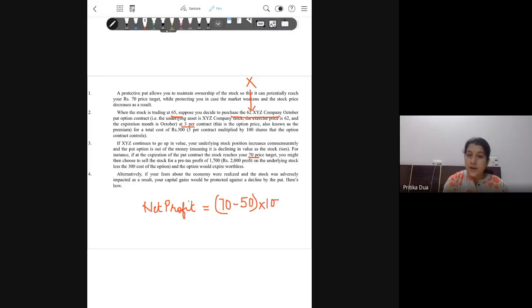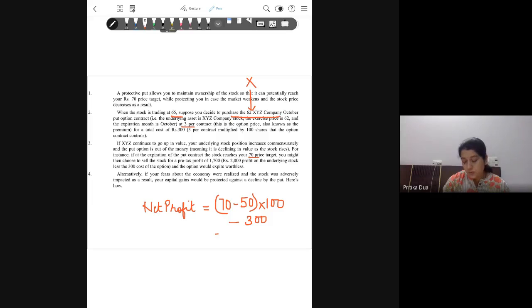Since the market price is higher than the exercise price, you let the put option lapse, but you have paid 300 for this put option contract. Hence, your net profit comes to rupees 1700.